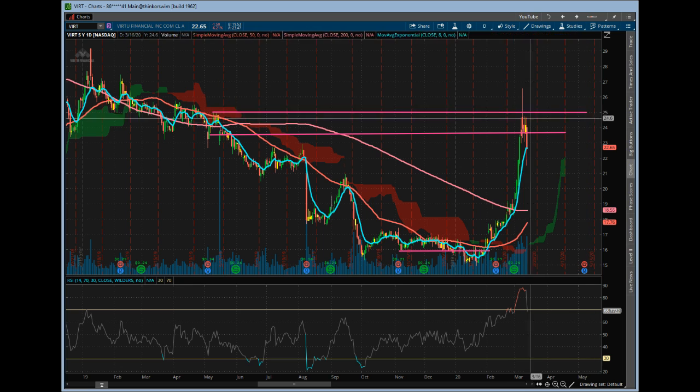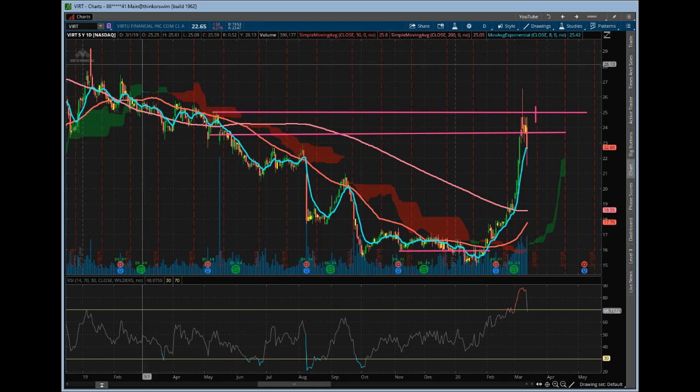It rejected those levels last time, but if it can get above here and get strong and get green and get some volume, right, it can try to start to work its way up there. But Vert's definitely been pretty interesting right there.